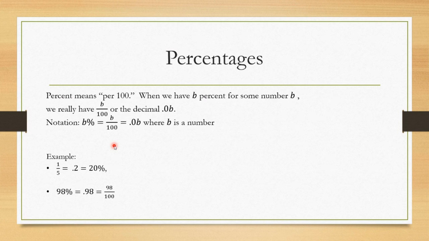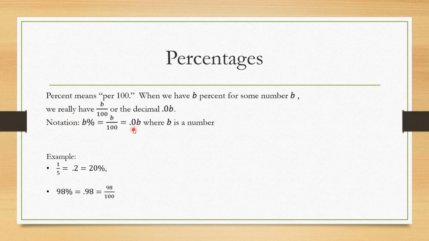They mean per 100. When you have B% for some number B, they're really saying B over 100. As a decimal, you would have this. I know this notation looks kind of funny, but it's just a decimal. B could be a number like 10, 1, 4, whatever.